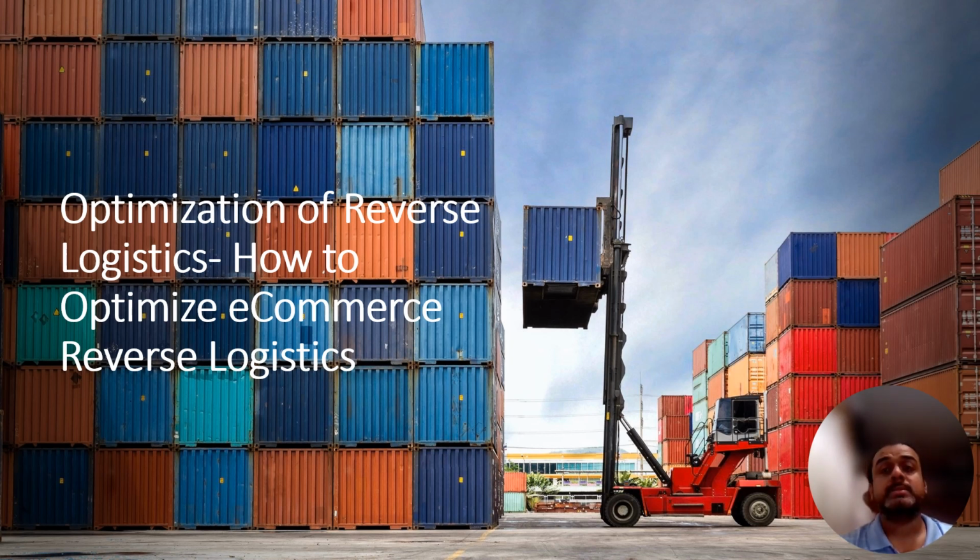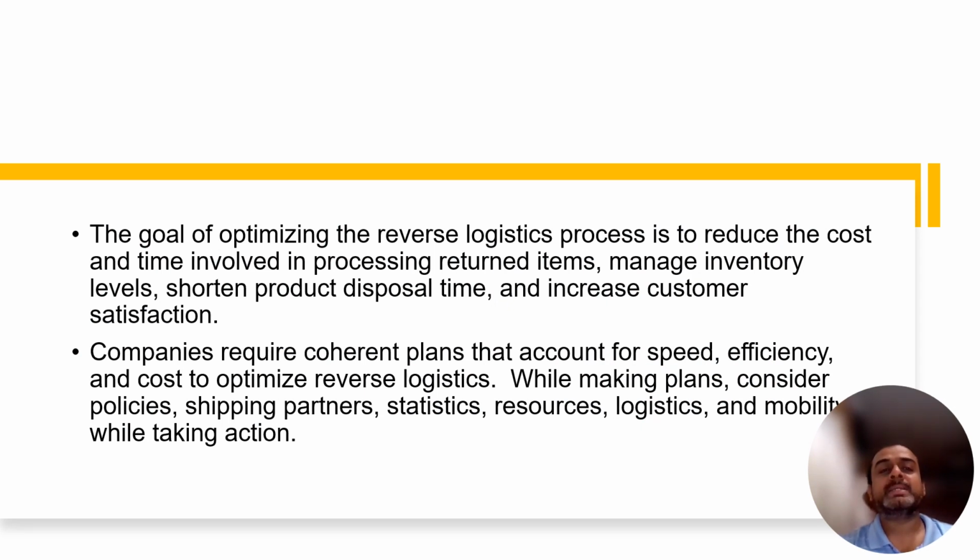This is the main issue that is being discussed on different platforms, and we will be discussing some of the steps here as well. The goal of optimizing the reverse logistics process is to reduce the cost and time involved in processing returned items, managing inventory levels, shortening product disposal time, and increasing customer satisfaction. Similarly, companies require coherent plans that account for speed, efficiency, and cost of optimized reverse logistics. While making plans, consider policies, shipping partners, statistics, resources, logistics, and mobility while taking actions.